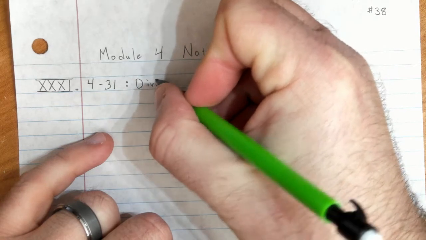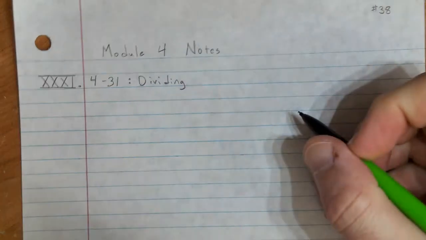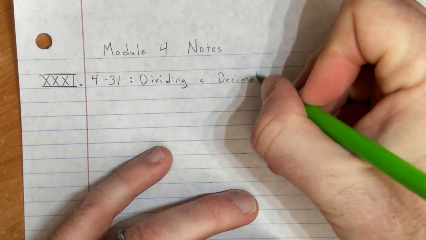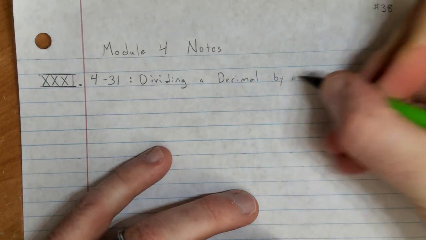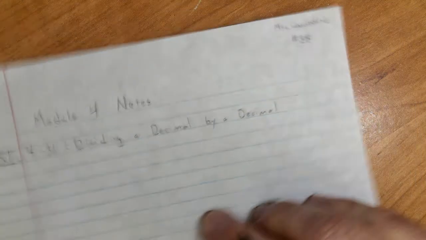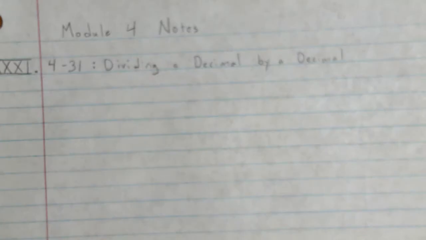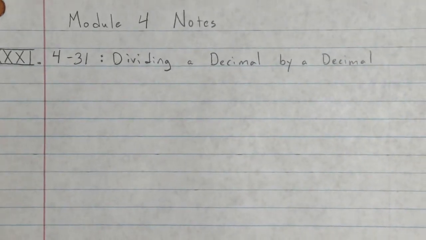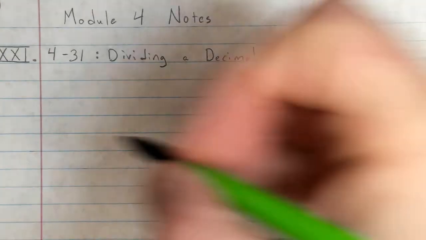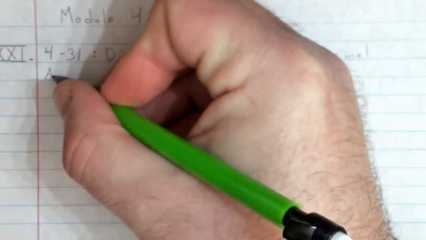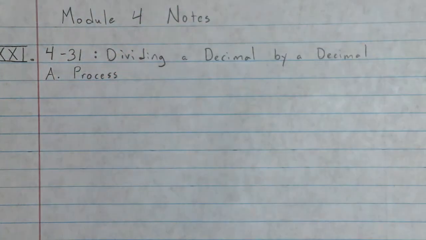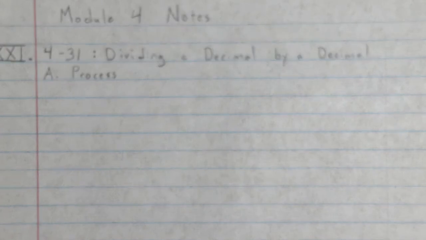So lesson 4-31 is all about dividing a decimal by a decimal. Now, when you are dividing a decimal by a decimal, it's going to be a lot like regular division. There are a couple of things you have to remember, though, since we are dealing with decimals. So we're going to dive right into the process here. Most of the vocabulary we'll be using is the same that we've been using for regular division, so hopefully it'll sound pretty familiar.